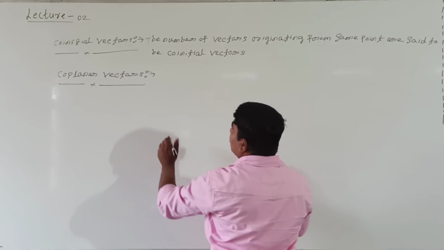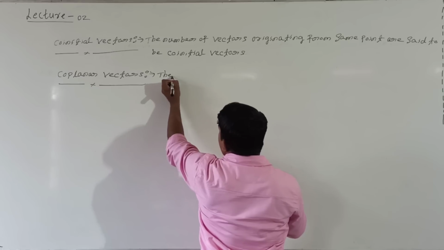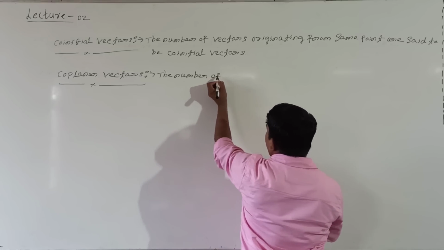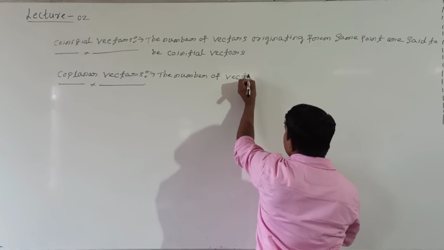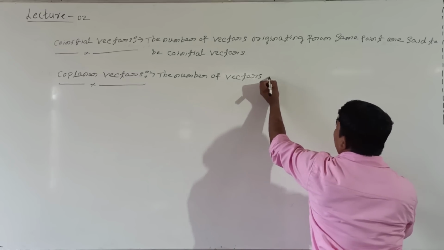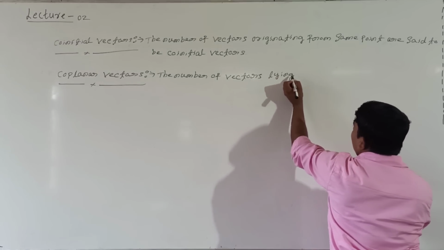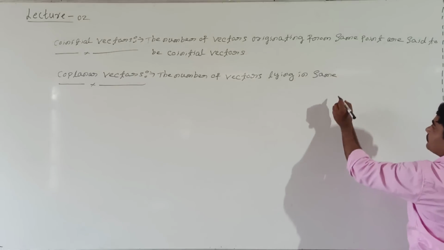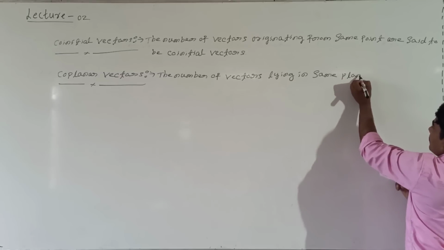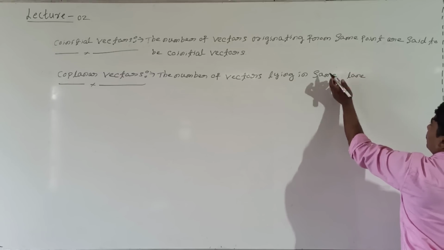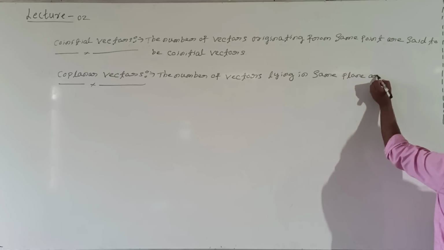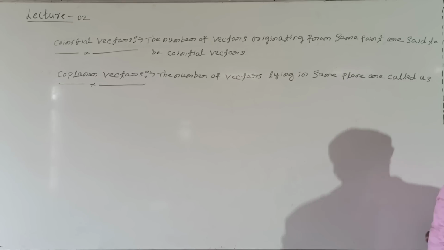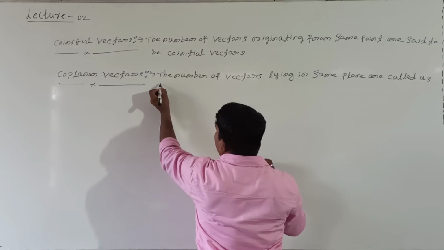Look at it here. The number of vectors lying in the same plane are called as co-planar vectors.